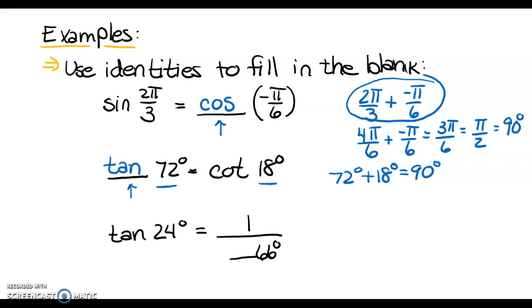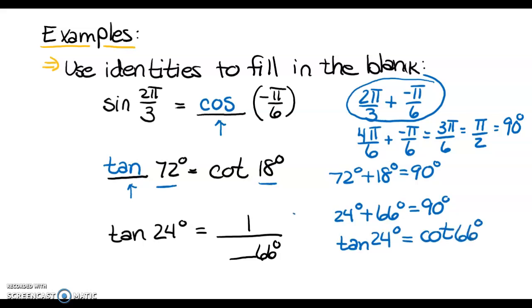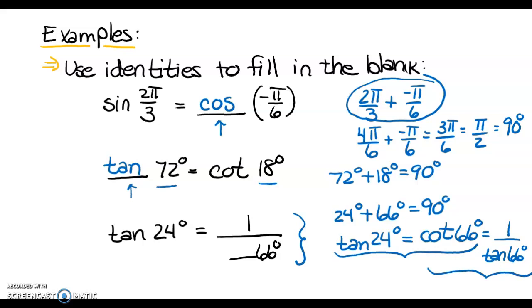This last one is a little bit tricky though, because I notice that 24 degrees plus 66 degrees is 90 degrees, and my first instinct is to say, oh, it's got to be cotangent of 66 degrees. But that's not necessarily true, because in this example, I know that tangent of 24 degrees equals cotangent of 66 degrees, not the reciprocal of cotangent of 66 degrees. So what's the reciprocal of cotangent? Well, that's tangent. So this is a little bit tricky, right? Because I had to use my cofunction identities to get this, and then I had to use my reciprocal identities to get this. So this is going to be tangent of 66 degrees.